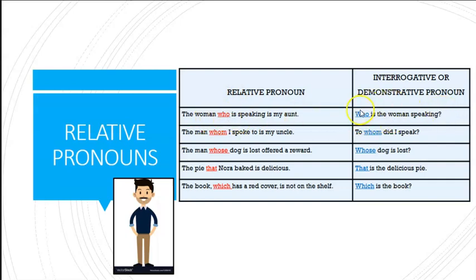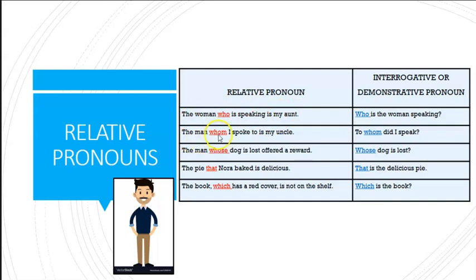In this sentence, who is the woman speaking? Who is an interrogative pronoun, okay? And it's not connecting anything. In this sentence, you notice this ends in a question mark. The other ends in a period because it's put in the middle of the sentence describing woman. It's not the main point of the sentence. The woman is my aunt is the main point of the sentence.